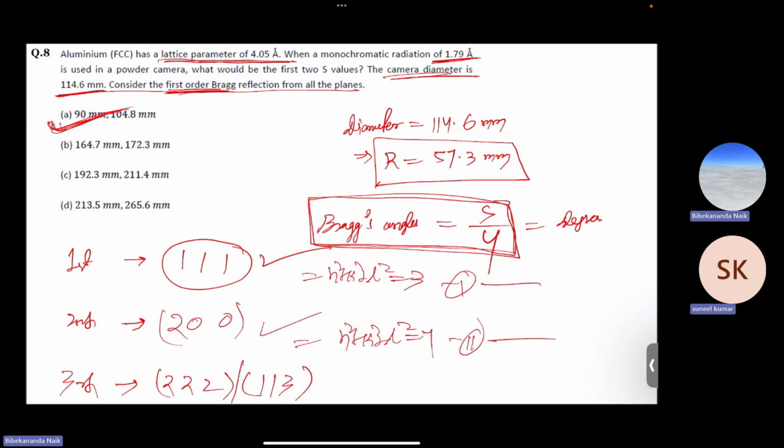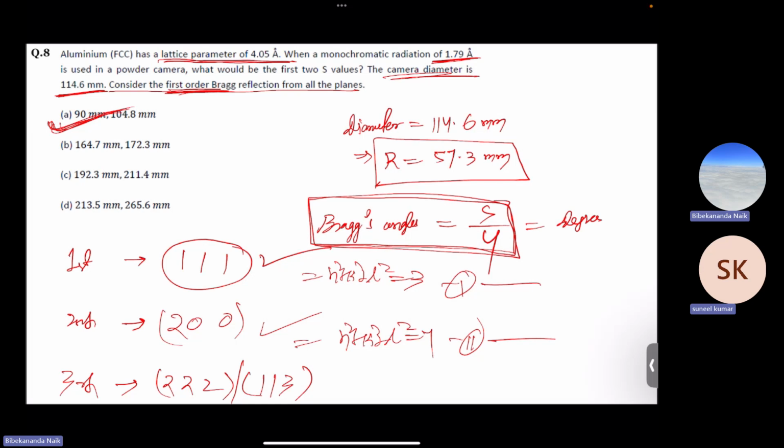Because 222 plane means it becomes 111, sir. No, not 111. 111 and 222 planes are parallel, but they are not equal because they have different intercepts. If you see, these are intersecting at a by 2. That's why they are 222. These are intersecting at a. That's why they are 111. You got it?